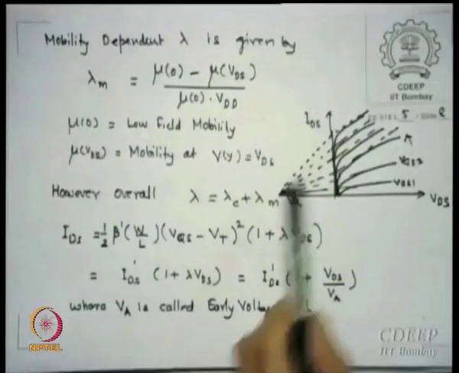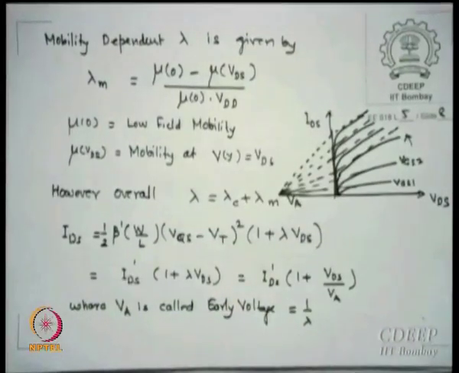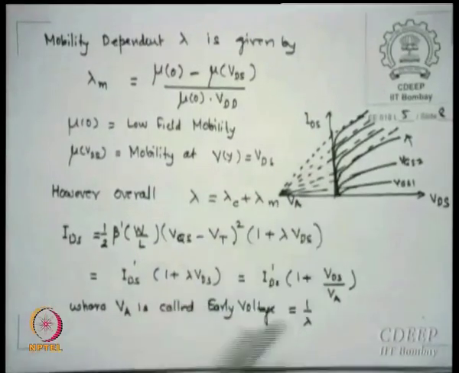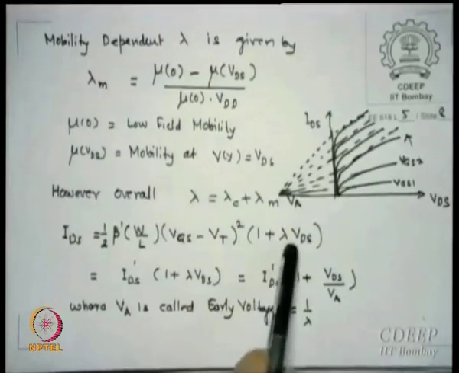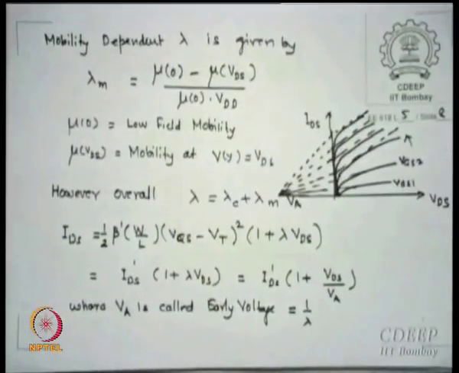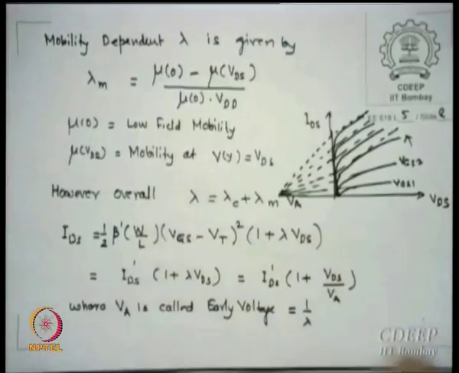So if you see this equation, all of them somehow meet at a fixed value of VA. Is that correct? The slope is 1 plus lambda VDS, the VDS term you are taking. So if I take this as VA, this is equivalent to saying lambda must be 1 upon VA, assuming lambda is constant, which at this point yes, but at other VDS it may not be. So this is called the early voltage. Many times, instead of specifying lambda, they may specify the early voltage, which essentially gives you lambda indirectly, since 1 upon VA is lambda.